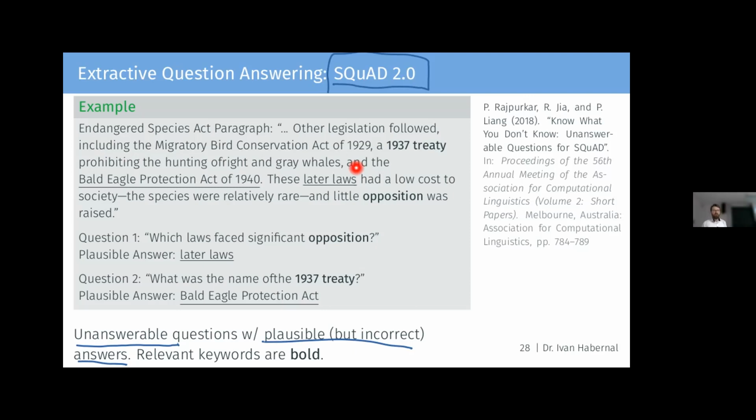And the person says, okay, which laws faced significant opposition, or something like that. I mean, you instruct these people to write it, right? So crowd workers are a scalable way of annotating or creating datasets. This was done by crowdsourcing, the whole dataset. Okay, any other questions?